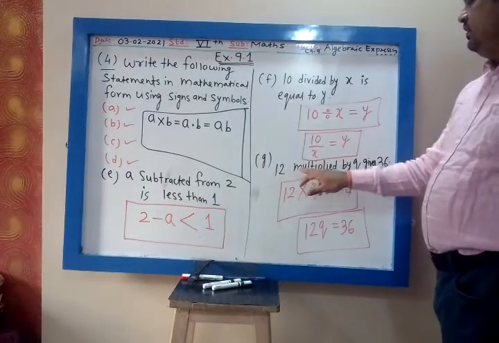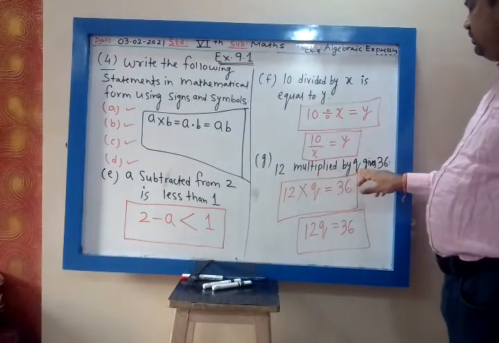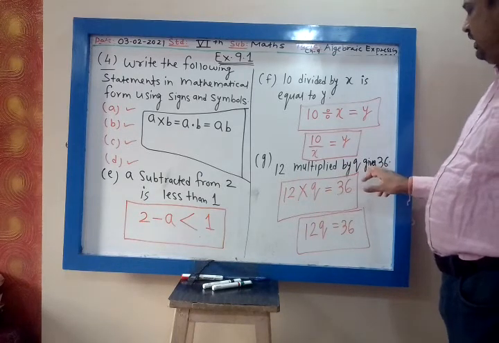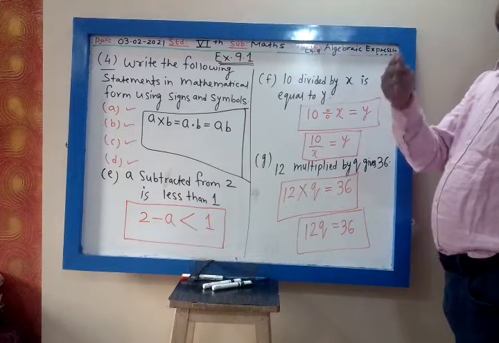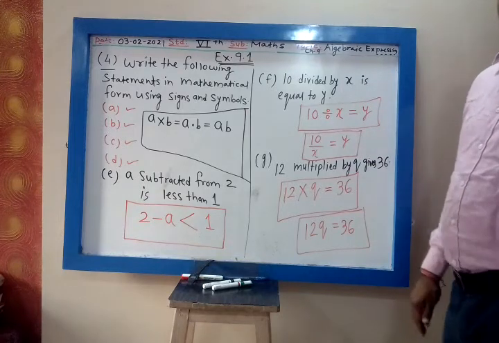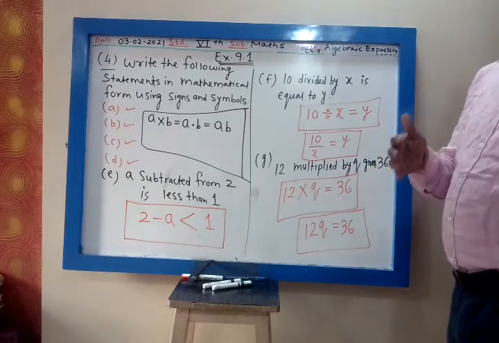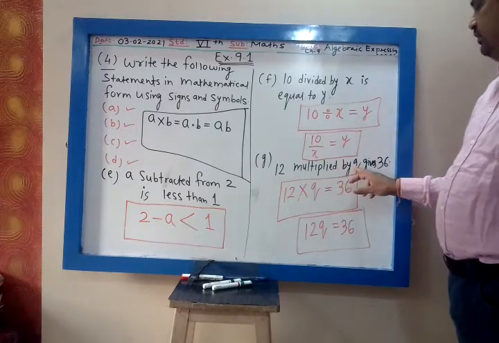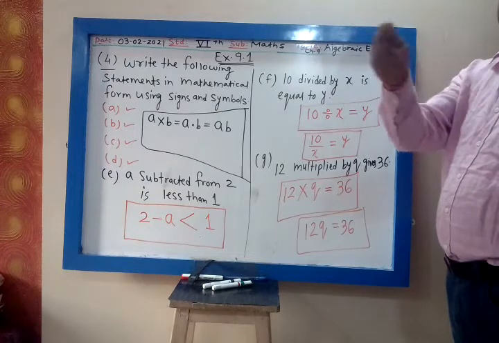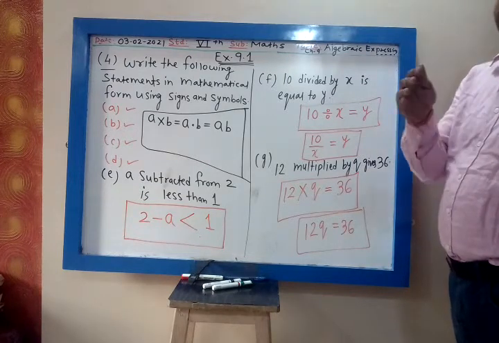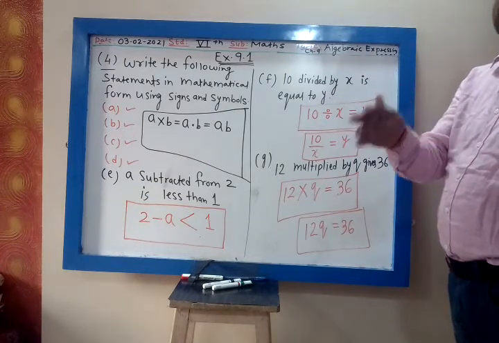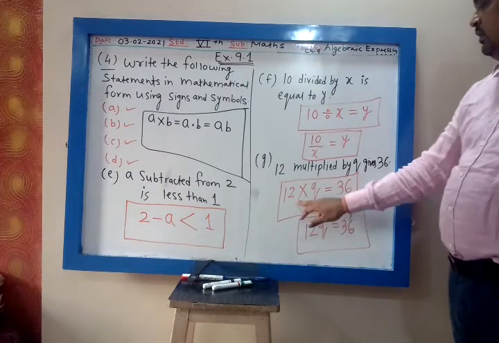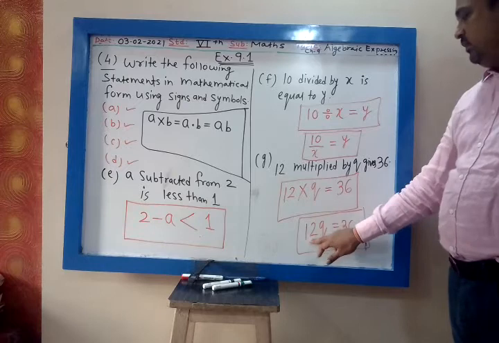So 12 multiplied by Q, where multiplied means the multiplication sign, gives 36. Gives means is equal to, or output. When 12 is multiplied by Q, the output is 36. So it is equal to 36. 12 into Q is same as 12Q.